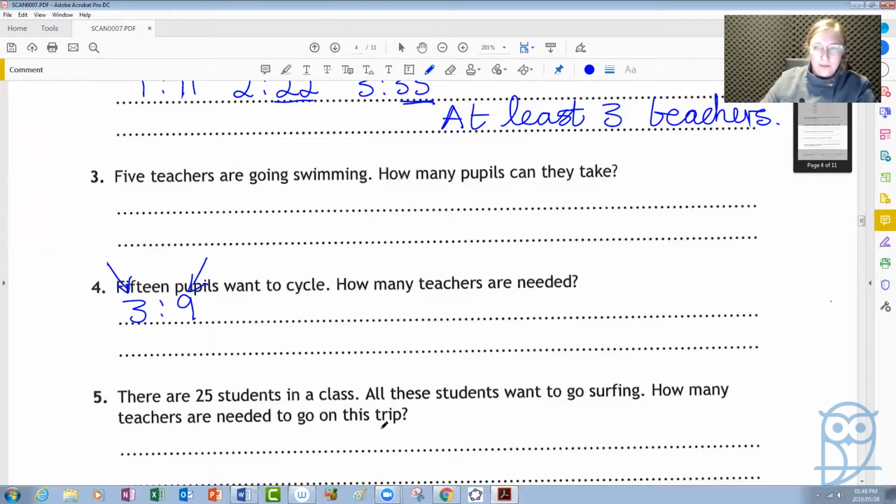Okay, so the first thing we need to do here is this isn't in its most basic form. So we need to go get it into its most basic form. So we can divide both sides by 3. So if we divide by 3 on this side, we get 1. Divide by 3 on this side, we get 3. So that makes it very easy. So now we need to turn this side into 15 because we want 15 pupils. So that means we have to times it by 5. So we times it by 5 on that side, which means we have to times it by 5 on this side. So we will need 5 teachers. Okay.